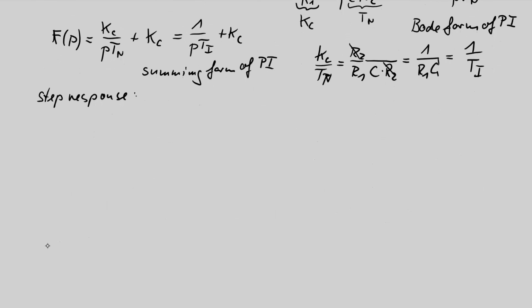Again, the U2 of P, the output of the step response, is the step function at the input multiplied with the transfer function. I have mentioned the Bode form is good for Bode plot drawing. You will see this is also very suitable to draw the step response, because the summing form can then be solved separately for each part of the sum.